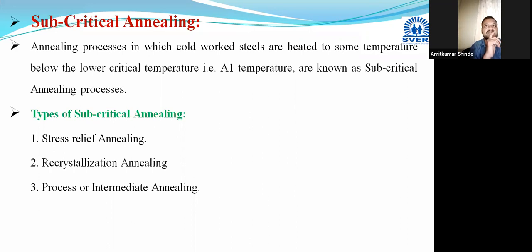Then recrystallization annealing. In this recrystallization annealing, the heating temperature range is above 600 to 675, just below the A1 temperature and just above the recrystallization temperature of the steel. The component is heated. Depending on the shape and size, the soaking time will be provided. Generally, 1 to 2 hours of holding time or soaking time is provided, and then after sufficient holding, it is cooled. Now during this cooling, what will happen?